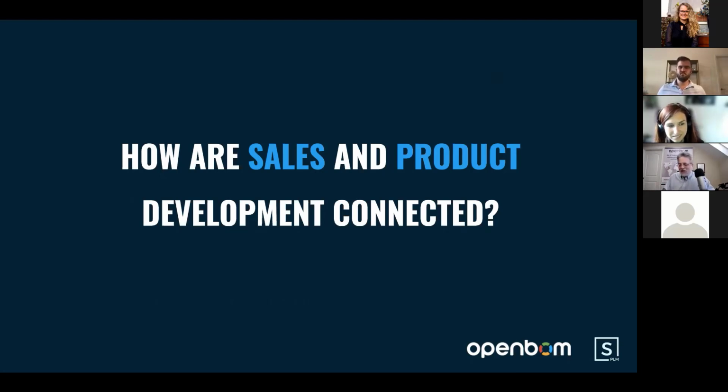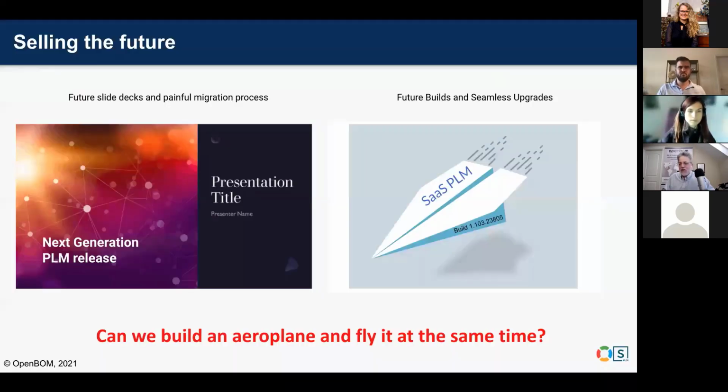But sales and product are extremely connected in OpenBOM because of the same fundamental. The system is online, is available all the time, and it has the trials, and everyone can get on the system to experiment and find how it solves their problems.